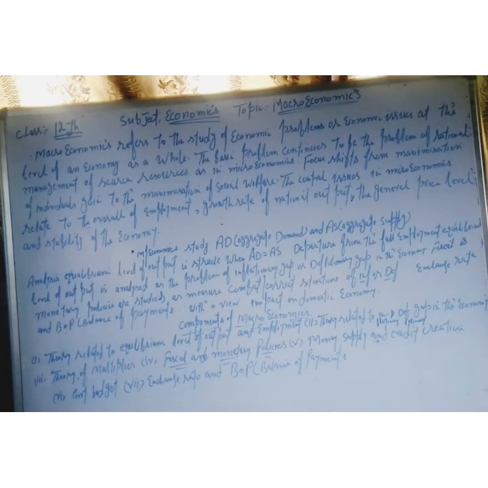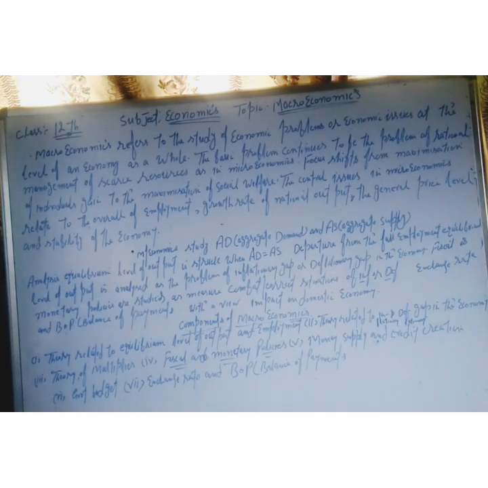Point number two is theory related to inflationary and deflationary gap in the economy. We already discussed inflationary gap and deflationary gap. It studies how departure from full employment equilibrium output causes inflationary gap or deflationary gap.